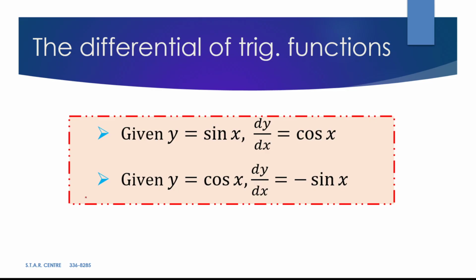Alright, next rule, we have trig functions to find the differential of sine x and cos x. So if I have y equals sine x and I differentiate that, these are rules that you need to know, then dy dx would be cos x. And if I have cos x, then dy dx is equal to negative sine x. So you can just remember that if we differentiate sine, we'll get cos, but if we differentiate cos, we'll get negative sine.